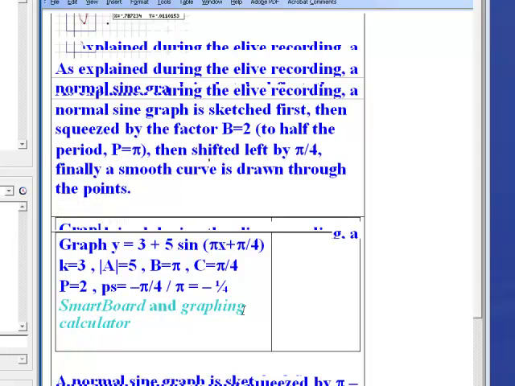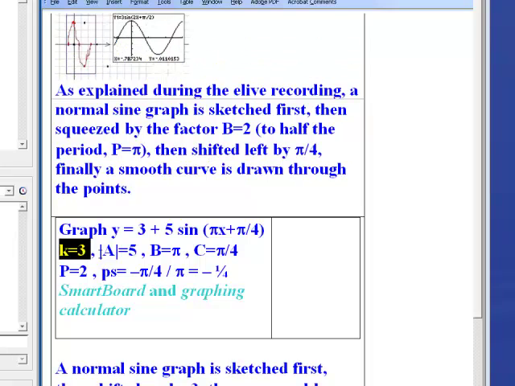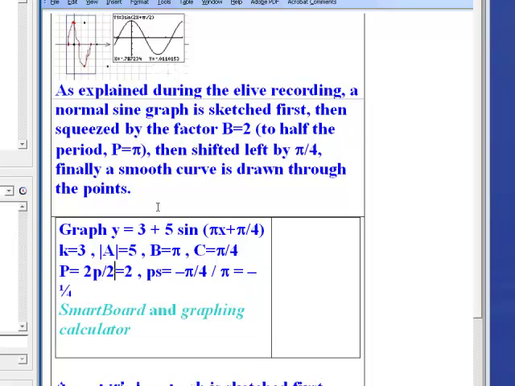3 plus 5 sine pi x plus pi over 4. We have a vertical shift of 3. We have an amplitude of 5, which means we have the crests at 8 and the troughs at -2. The coefficient b is pi, which gives us a period of 2 pi divided by 2. I'll do that right here. 2 pi divided by 2.